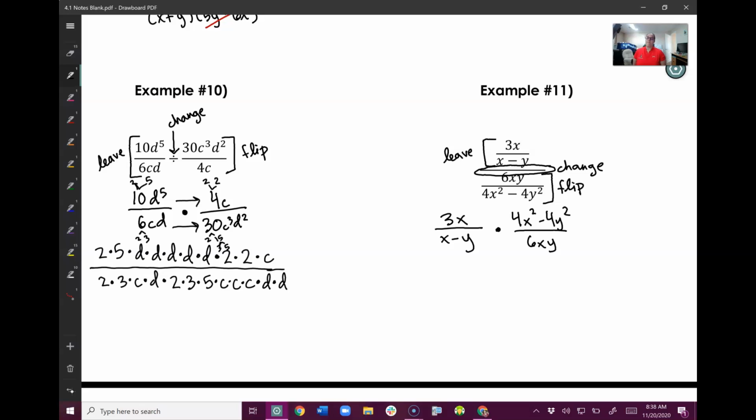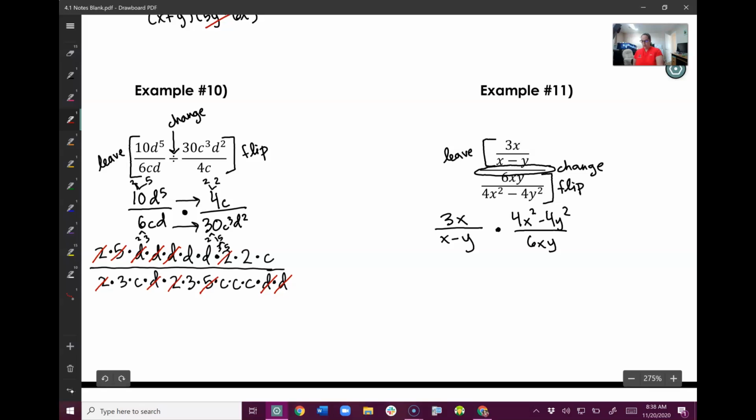Now we get to do my favorite step. It's just really satisfying to just cancel all this stuff out. I don't know why. So we're just going to start canceling. I have 2's on top. It looks like I have a 5 on top and a 5 on bottom. I have a set of d's that will cancel. I have another set of d's that will cancel. And another set of d's that will cancel.